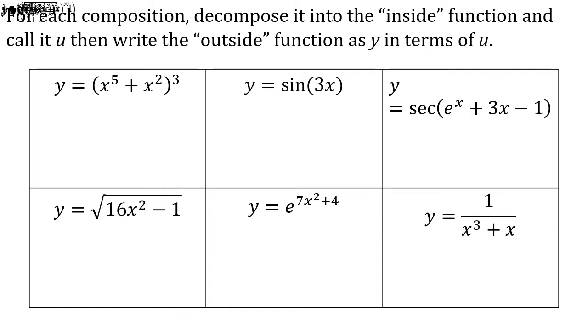So if I was looking at this first one, I would say, okay, our inside function is going to be this, so we're going to let u equal that. And then our outside function, now that I've let this part equal u, would be u cubed. Over here, inside function would be 3x. Outside function is the sine of u.